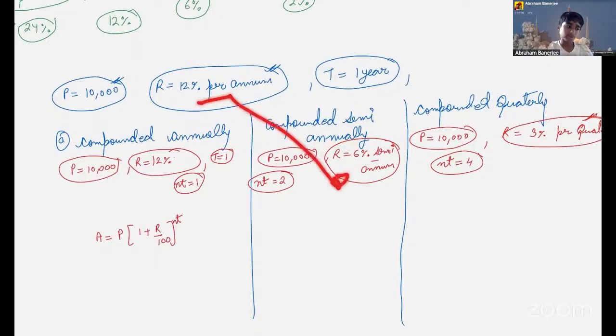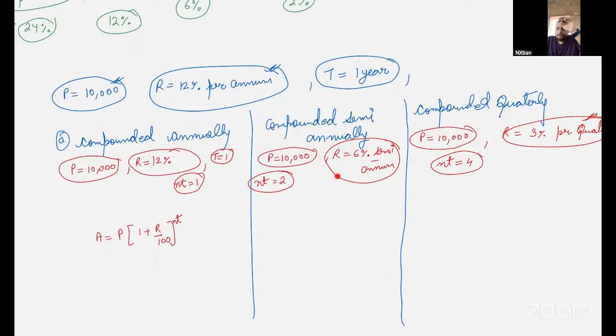Okay, sir, I understood. In the same way, the rate will become 3%. Why? Because 4 times in 1 year we are applying interest. The rate will also be divided by 4. It's per annum, but now it has become per quarter. 3% per quarter. One each quarter. Year 12%.